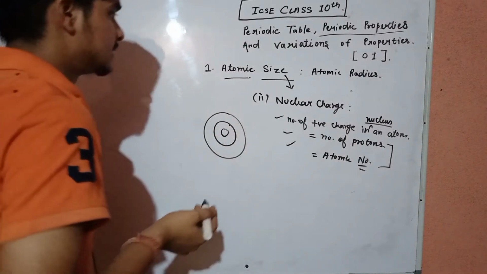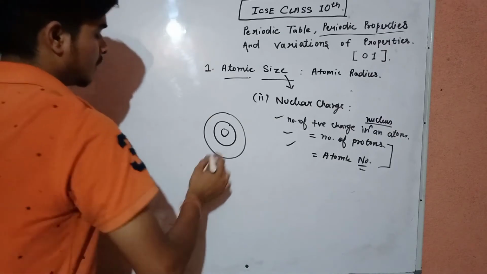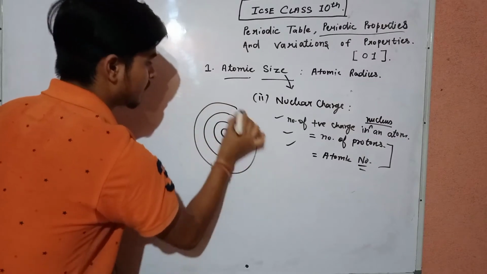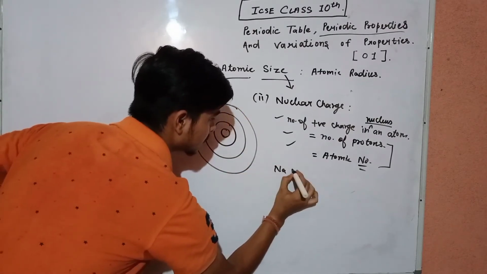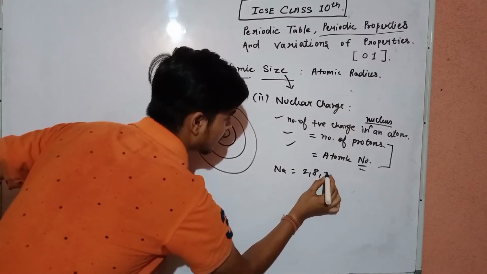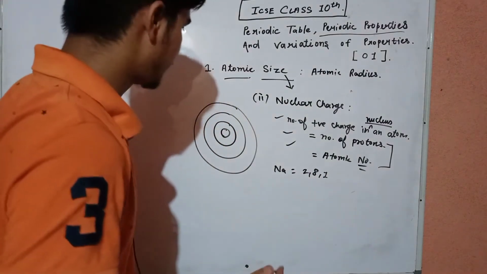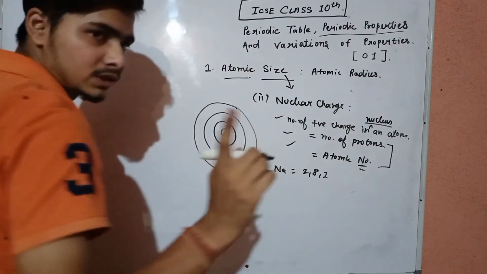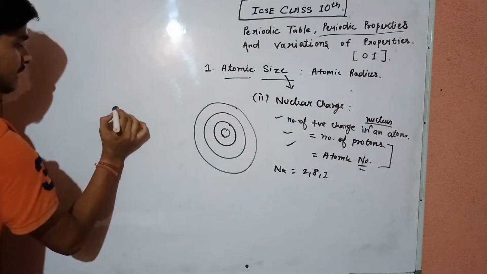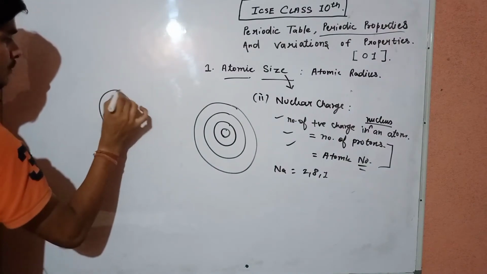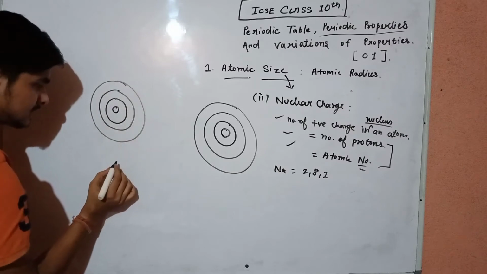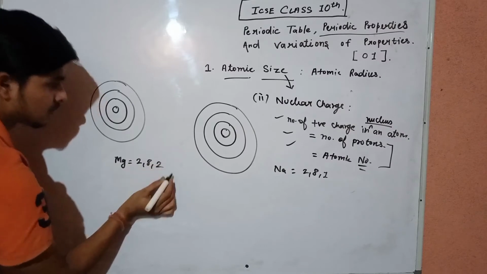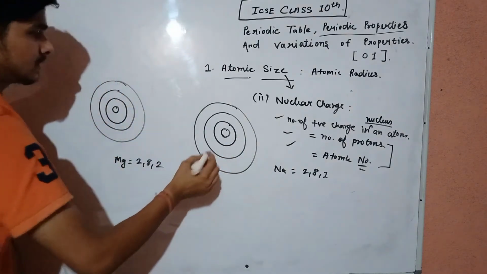Okay, I have a simple atom. Now let me make one more here. Suppose this is an atom of sodium. Sodium's electronic configuration is 2,8,1. Let me draw one more circle here. Suppose this is an atom of magnesium, 2,8,2. I hope this is the electronic configuration and you all know.